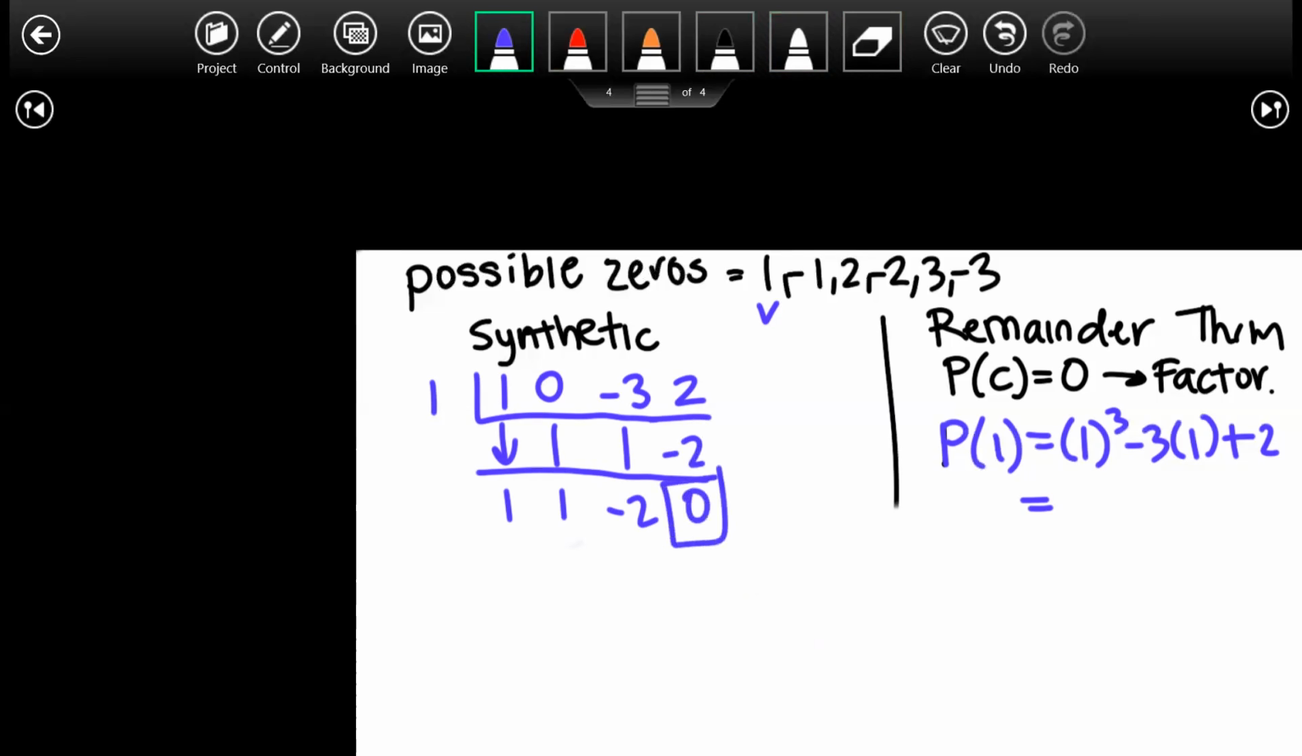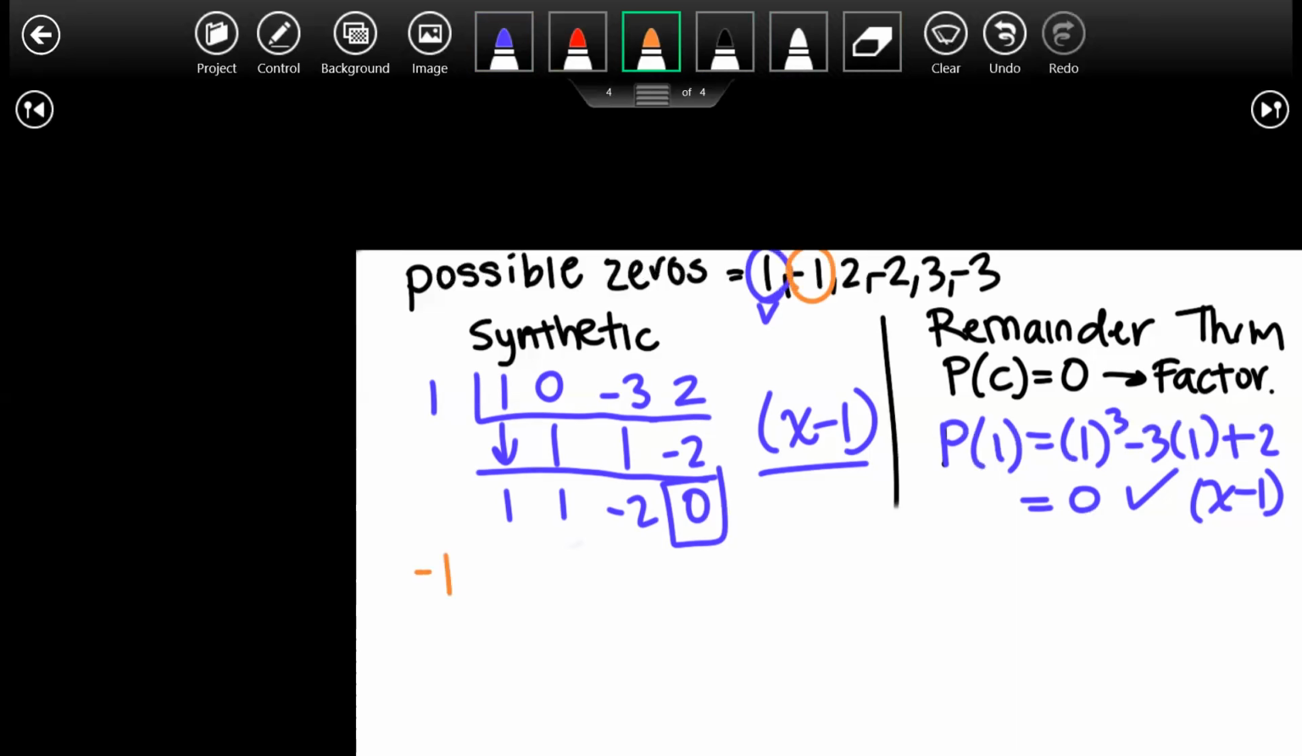Is this a factor? So x minus 1 is a factor. This would give me a 0. Both ways are doing the exact same thing, so both of them would show it's a factor. So that one works. Let's check our -1.